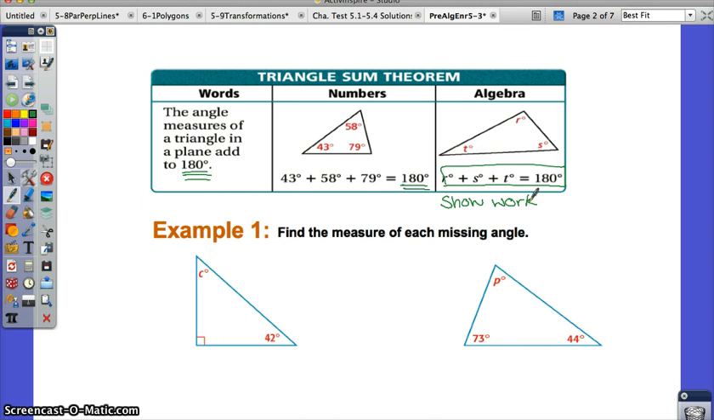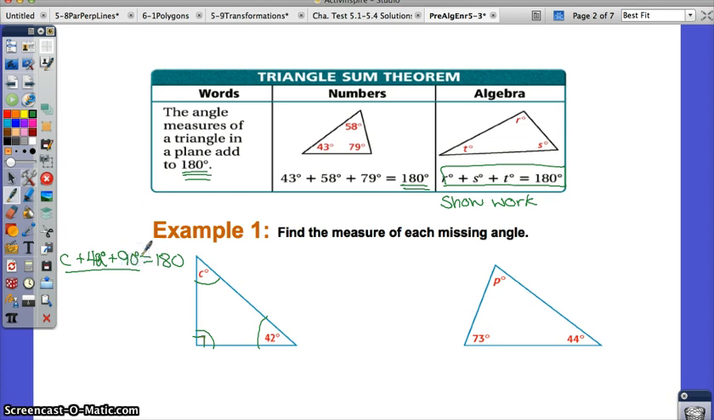So let's try this now. Let's apply this in example 1. Find the measure of each missing angle. Well, you have to use the triangle sum theorem. We know for each one of these triangles, the angles add up to 180 degrees. So you just need to fill in what you're adding up. Well, angle C plus angle 42, that has 42 degrees, plus, what is this one here? That angle, we know its measure. This symbol means that it is a right angle, which means 90 degrees.